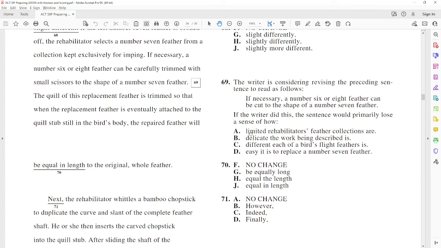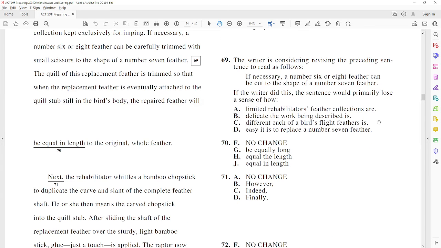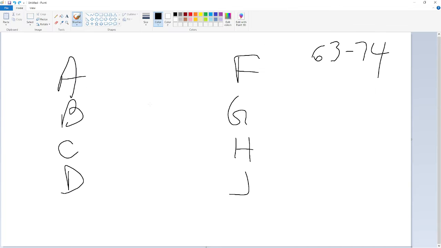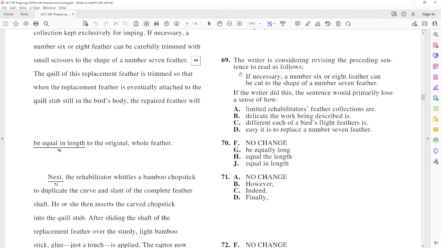All right, how limited rehabilitation feather collections are. No, it's not about the feathers. It's about how we're trimming it, how careful we're being, and the fact that the scissors are small and it has to be carefully trimmed. Delicate work. Well, precision work, careful work. Delicate means careful precision. So I think B is right. A is wrong. B seems to match my anticipation.